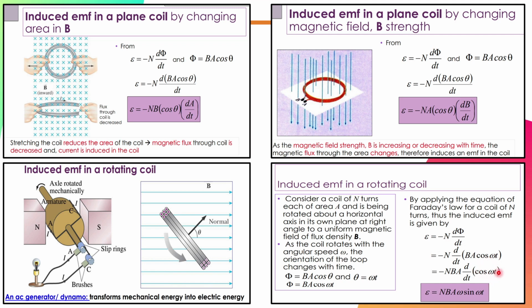So differentiate cos omega t gives you omega sin omega t. Tahu tak macam mana nak differentiate ni? Remember, in the first semester you have learned how to differentiate, right? Differentiate cos omega t gives you sin omega t, and then differentiate omega t with respect to t, and it will give you omega. So you akan dapat induced EMF is equal to NBA omega sin omega t.